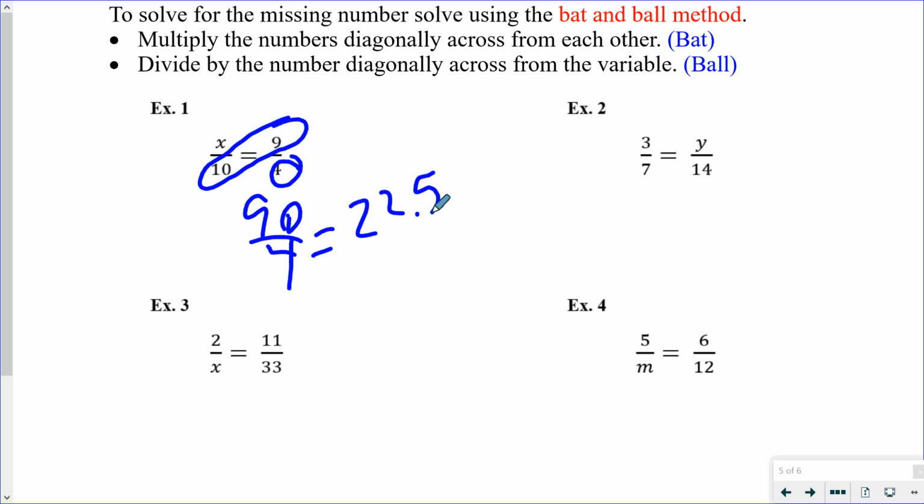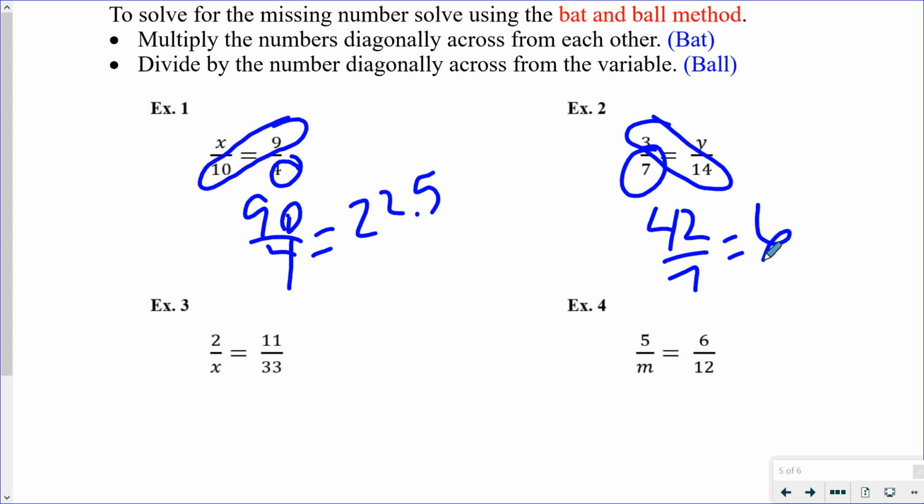For example 2, same thing. Now the bat is in a different place. So you're going to multiply 3 times 14, circle the bat, divide by the ball. So 3 times 14 is 42. Divide by 7, we get 6. So y is equal to 6. Let's work.